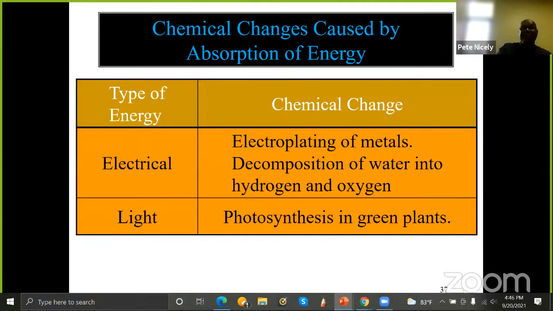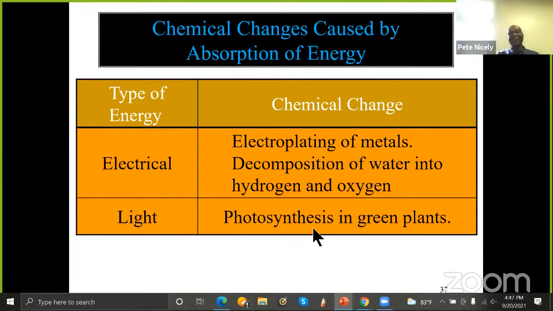Okay, then there are other reactions where energy is absorbed in order to cause these reactions. A good example of this is the electroplating of metals or the decomposition of water into hydrogen and oxygen, all right? In both of these cases, we're using electrical energy to make these reactions occur.